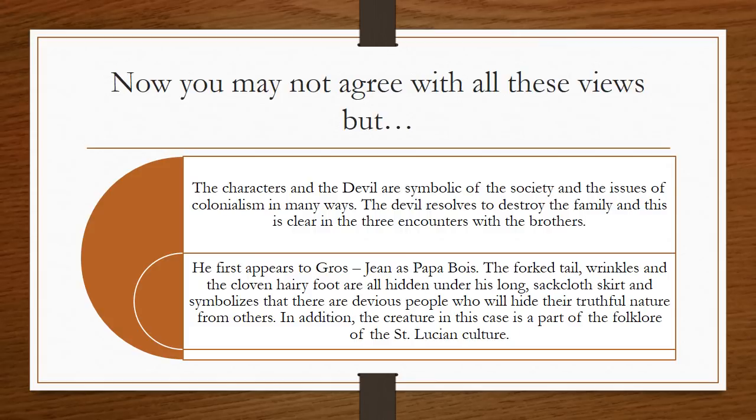Many of you may not agree with all these views, but the truth is that here is a further explanation. The characters and the devil are symbolic of the society and the issues of colonialism in many ways. The devil resolves to destroy the family, and this is clear in the 3 encounters with the brothers. He first appears to Gros-Jean as Papa Bois. The forked tail, wrinkles, and the cloven hairy foot are all hidden under his long sackcloth skirt, and this symbolizes that there are devious people who will hide their truthful nature from others in the hope of suppressing someone. In addition, the creature in this case is a part of a folklore of the St. Lucian culture. Very simple.